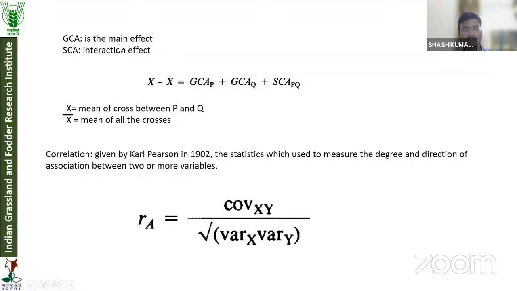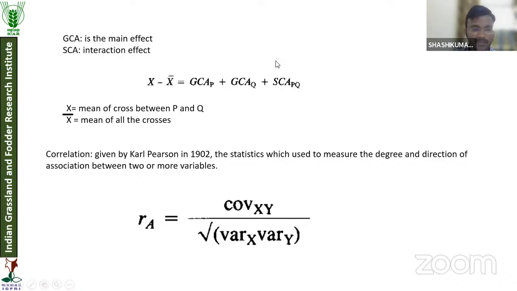As I said, the GCA is the main effect, SCA is the interaction effect, because the SCA is derived from the particular cross. GCA is for a particular parent. When a parent performs well in crosses with different female lines, that line has higher GCA. If a particular cross performs well compared to other crosses, then that F1 has a higher SCA.